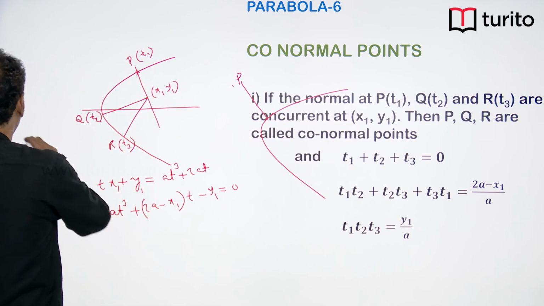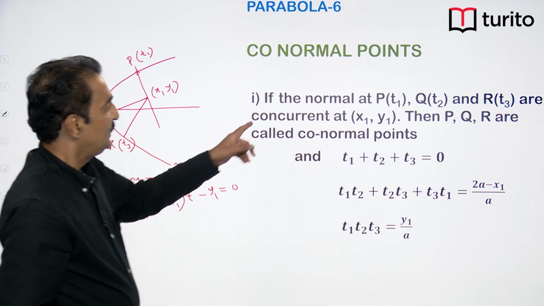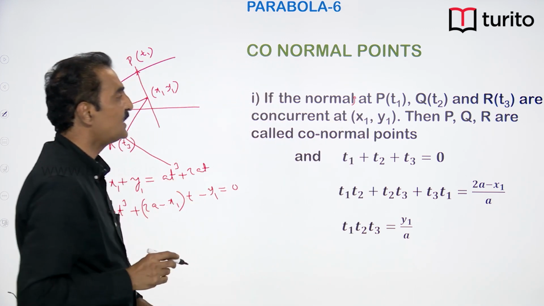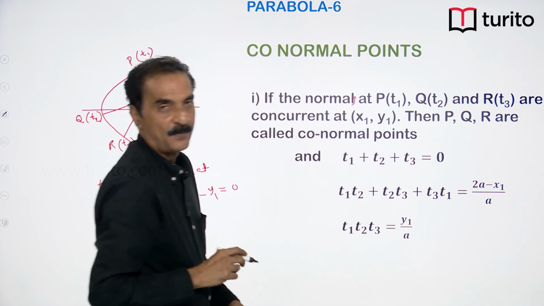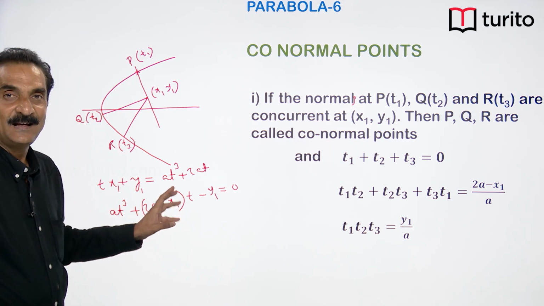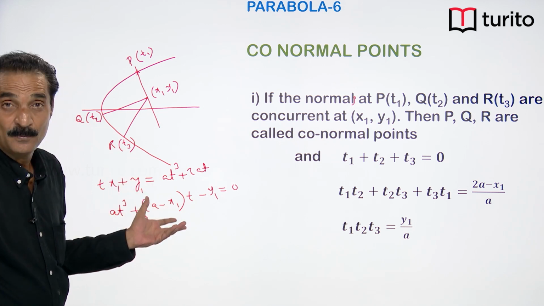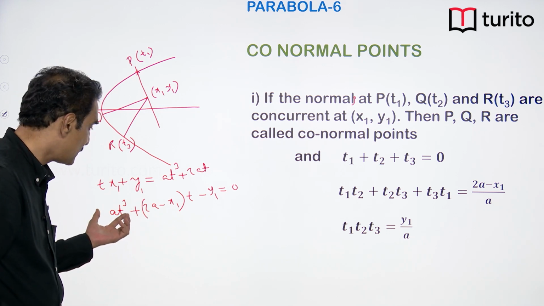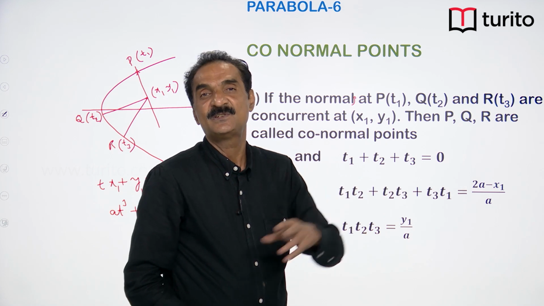Now, if the normals at P of t1, Q of t2, R of t3 are concurrent at x1, y1, then P, Q, R are called co-normal points of the parabola. Then t1, t2, t3 will be the roots of this cubic equation. Then what are the relations between t1, t2, t3? Sum of the roots is t1 plus t2 plus t3 is 0, because the t square coefficient in this equation is 0. What is the sum of the roots of the cubic equation? Minus the coefficient of t square by the coefficient of t cube. So you will get t1 plus t2 plus t3 is equal to 0.